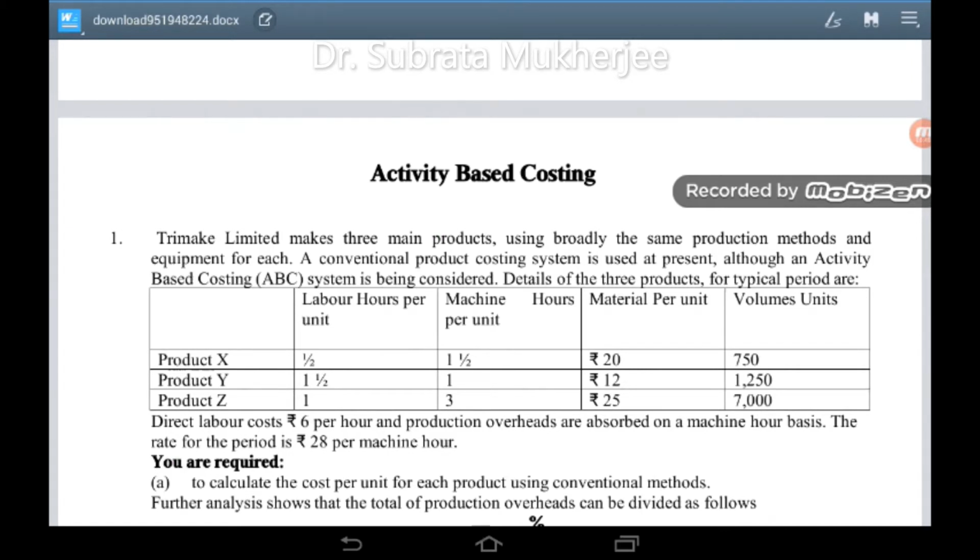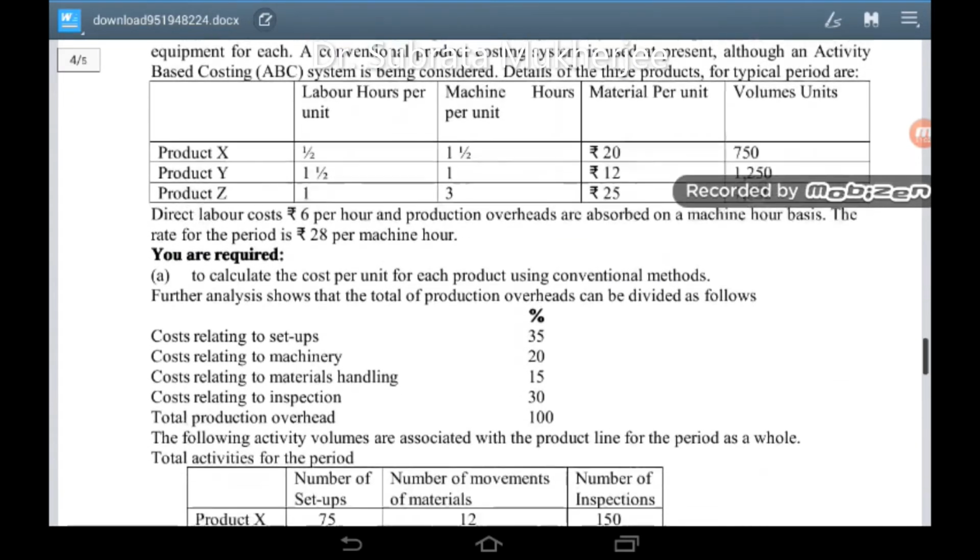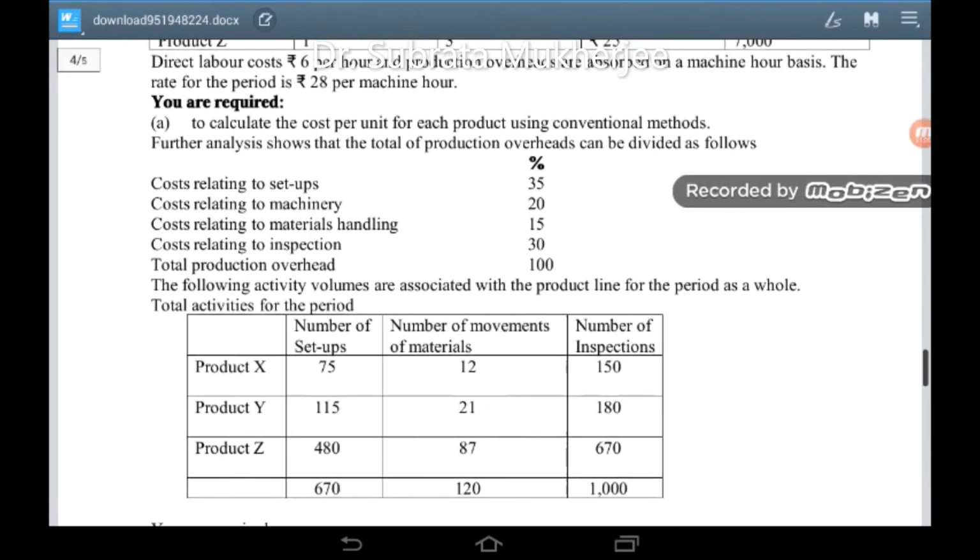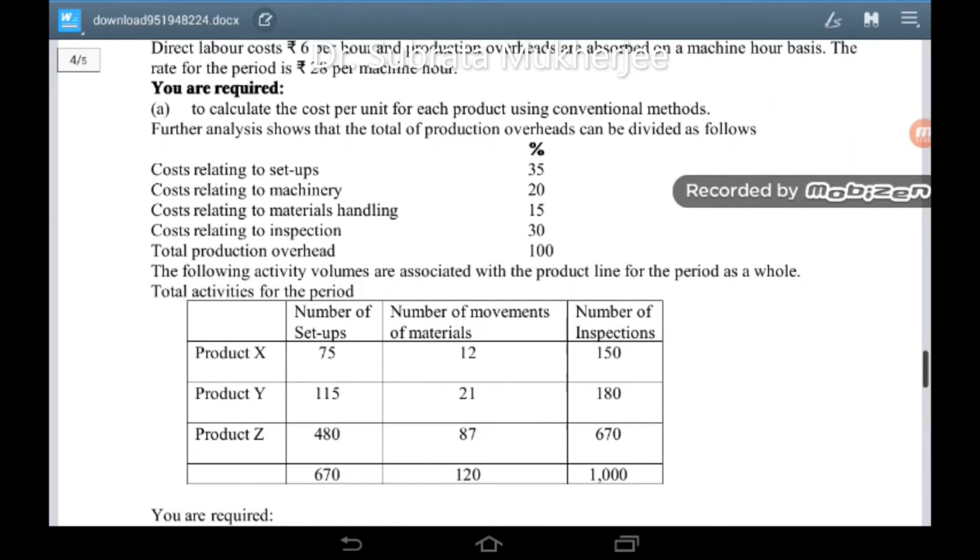Direct labor cost is rupees 6 per hour and production overheads are absorbed on a machine hour basis. The rate for the period is rupees 28 per machine hour. You are required to calculate the cost per unit for each product using the conventional method. Further analysis shows that the total production overhead can be divided as follows: cost related to setups 35%, cost relating to machinery 20%, cost relating to material handling 15%, cost relating to inspection 30%, total production overhead 100%.